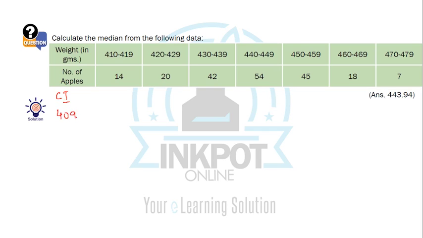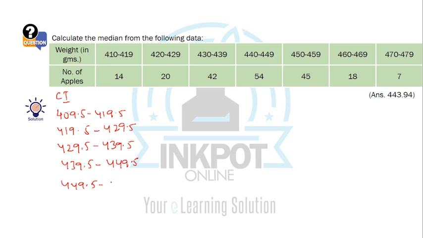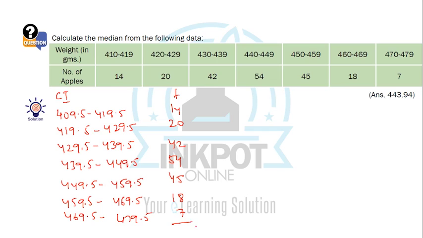So my value is 409.5 to 419.5. Then we will have 419.5 से लेकर 429.5, 429.5 से 439.5, 439.5 से 449.5, 449.5 से 459.5, 459.5 से 469.5 एंड 469.5 से 479.5. ये वैल्यूज आ गई. मेरी फ्रीक्वेंसी है 14, 20, 42, 54, 45, 18 एंड 7. The total turns out to be 200.